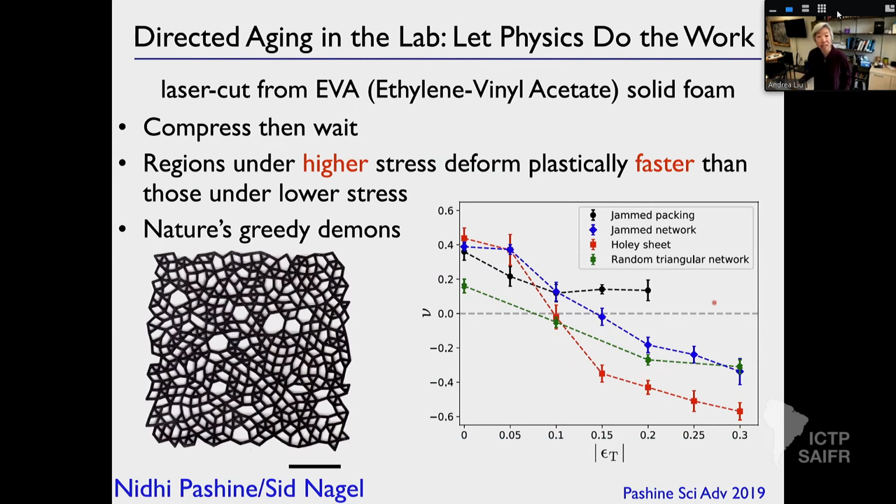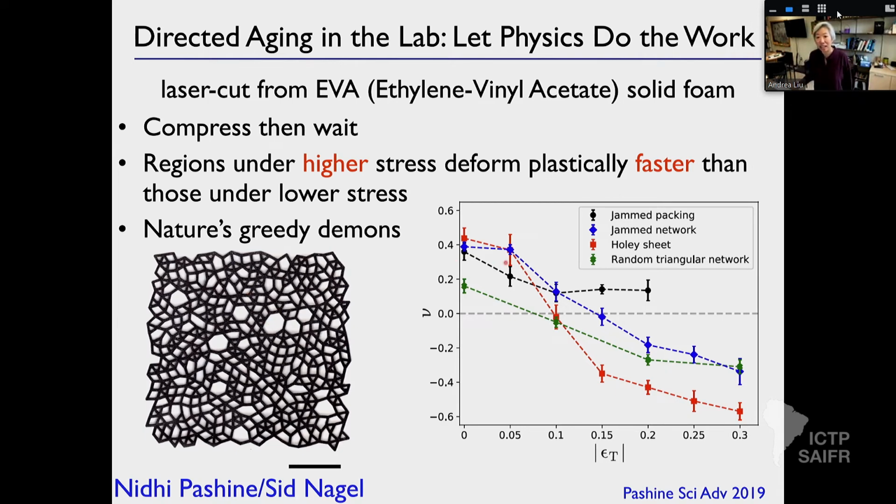Here is a picture of a system that's in the lab. And sadly, I was looking around this morning just before starting, and I realized I left the sample at home because I was giving Zoom talks at home for so long. So what Needy did was she laser cut just a network like this from a solid foam. Then she just took it and she compressed it isotropically. She took this square thing and put it in a square box that was too small, forced it in there, heated it up, waited a little while, took it out, and it had a negative Poisson ratio.